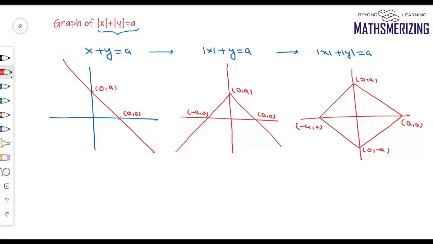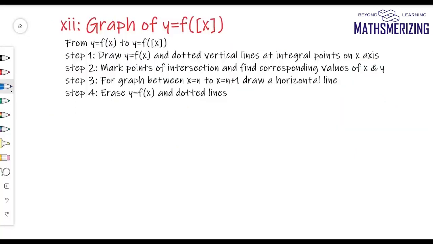Mod x plus mod y plus a represents a square. Now we'll move to the next set of transformations. And the next set of transformations involves the greatest integer function.